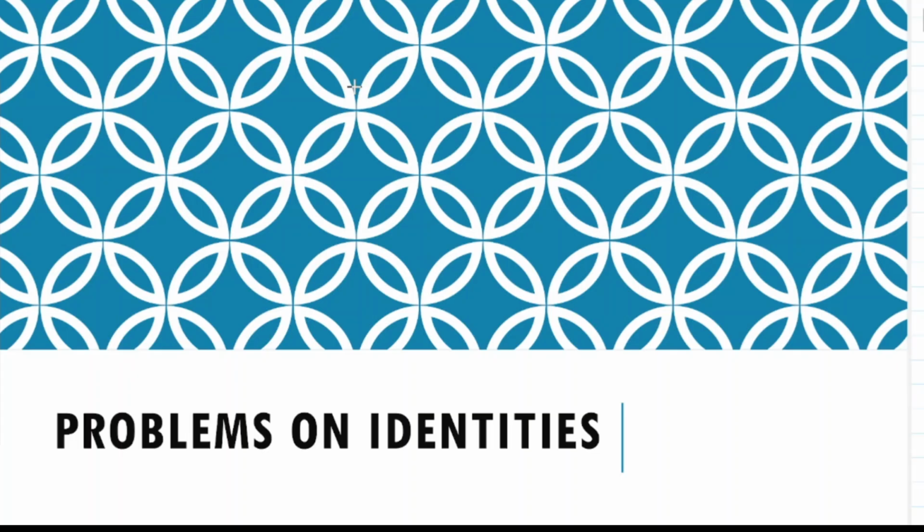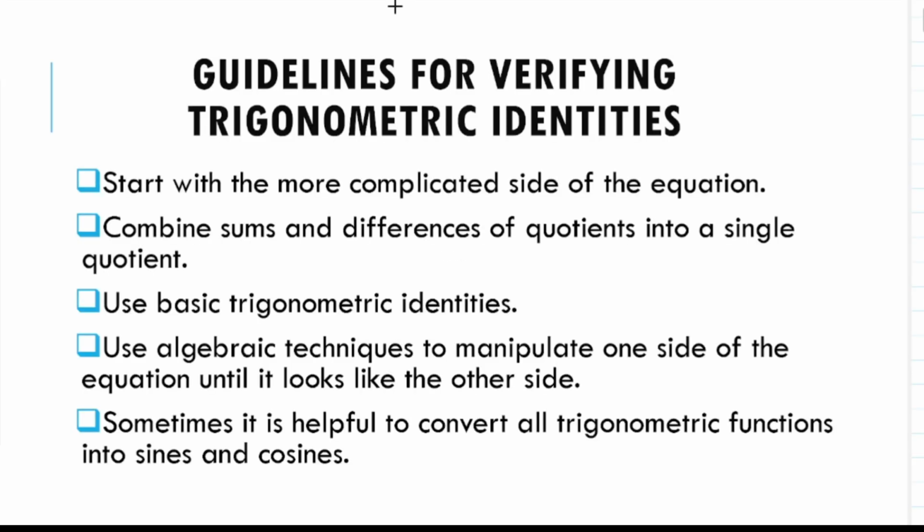So in this lesson we want to look at a problem on identities. It's not really much of a thing. We've done a majority of this in the previous lesson. So we are just going to look at the steps of proving a more complex identity.